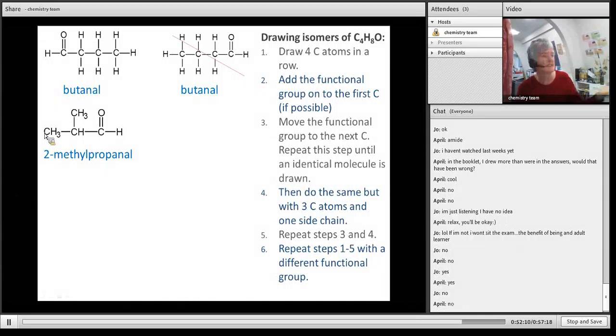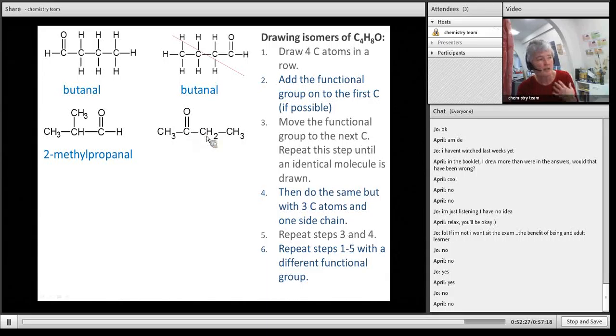No, because then I make butanol again. Okay, so that's all. I can only draw 2 aldehydes. I could draw a ketone, so I could put the C on the 2nd carbon, and it's a ketone because I've got a carbonyl attached to 2 other carbons.